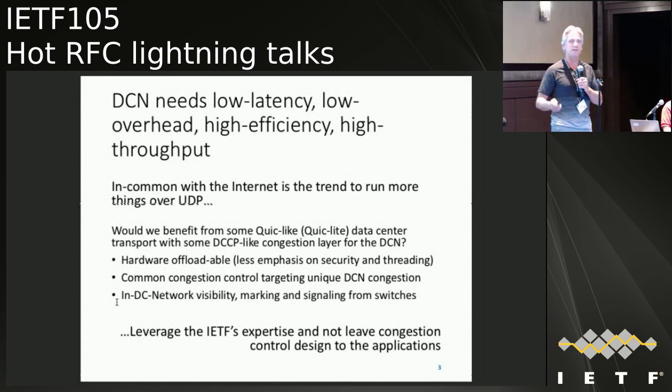One thing the data center has in common with the internet is the trend to do more over UDP, like we've seen a lot of activity with QUIC, for example. So what if we could do something more QUIC-like, but not as heavy as QUIC, perhaps specific to the data center? And maybe we did something that was Datagram Congestion Control-like, but again focused on the congestion problems of the data center. It would need to be hardware offloadable, but maybe with less emphasis on security, crypto, and all the threading kind of stuff that things have.